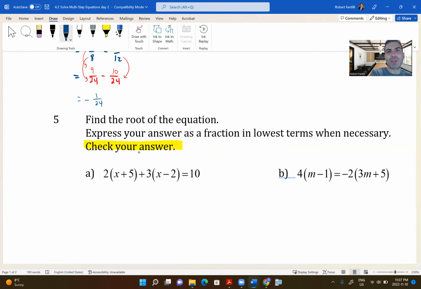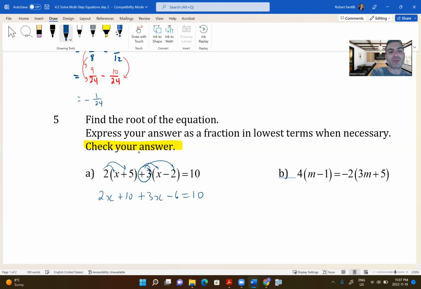So distributive property is something we did cover in the last test. 2 times x here is 2x. 2 times the positive 5 is 10. And then we distribute the positive 3. Remember to take the sign with you when you distribute that. So it's positive 3 times x, so it's positive 3x. Positive 3 times -2 is -6, equal 10.